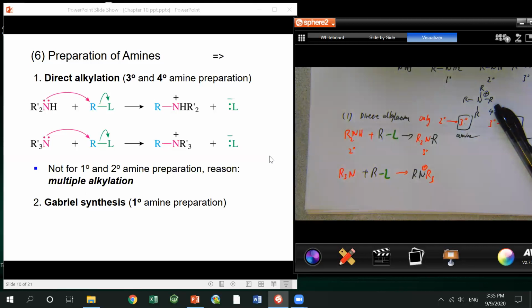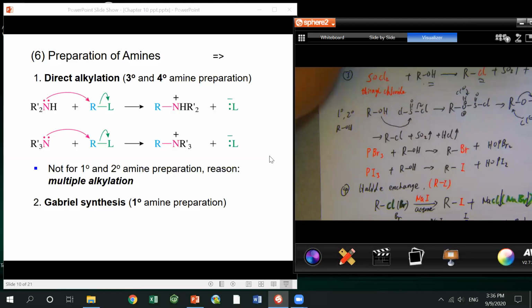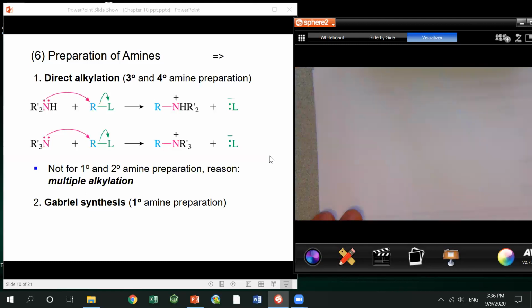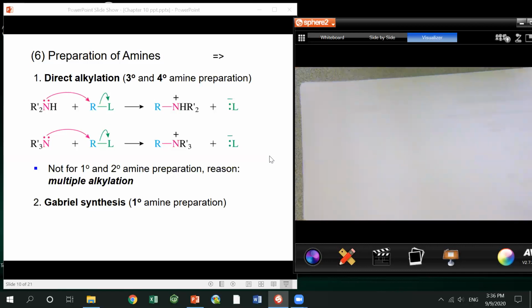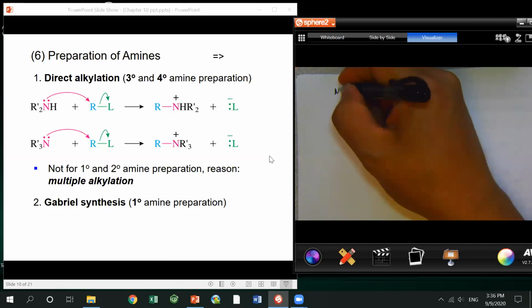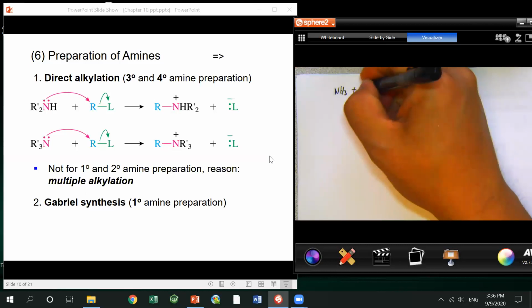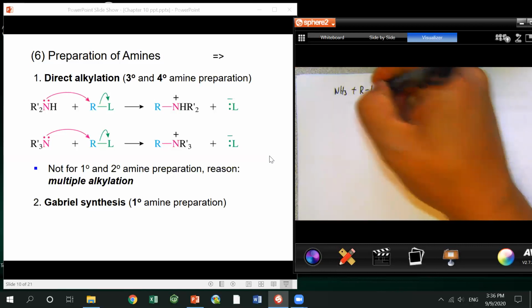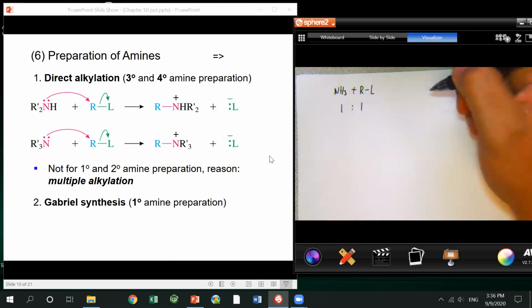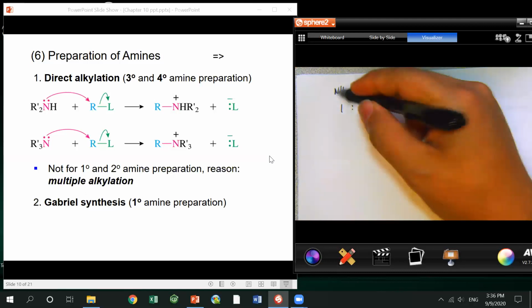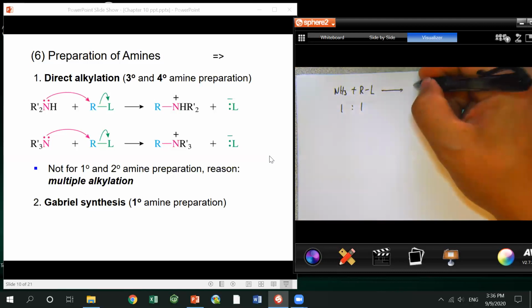So why can we not use this reaction to directly prepare the primary amine or secondary amine? The reason is that you get over-reactions. Let me give you just one small example. We start with ammonia and react it with some kind of alkyl halide. Even if you put these two in a 1-to-1 ratio, this is a pretty good nucleophile, and you try to just get the primary amine.